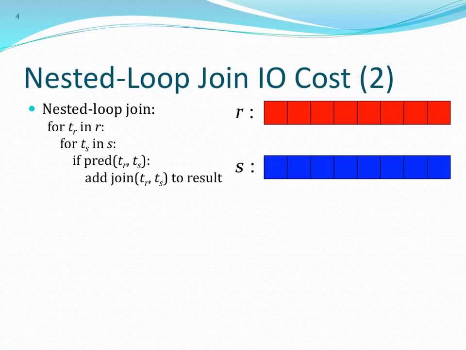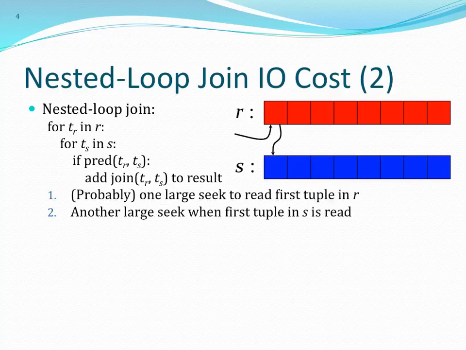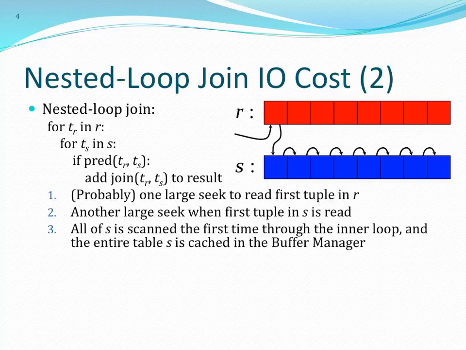So the next block in R, and then after we've loaded that block in R, next block in R, next block in R, those are all small disk seeks. So very interesting. Like I say, probably one large seek to read the first tuple in R, another large seek for reading the first tuple in S. Then we have a whole bunch of small seeks, which are inexpensive compared to large seeks anyway. They're still expensive compared to accessing RAM.